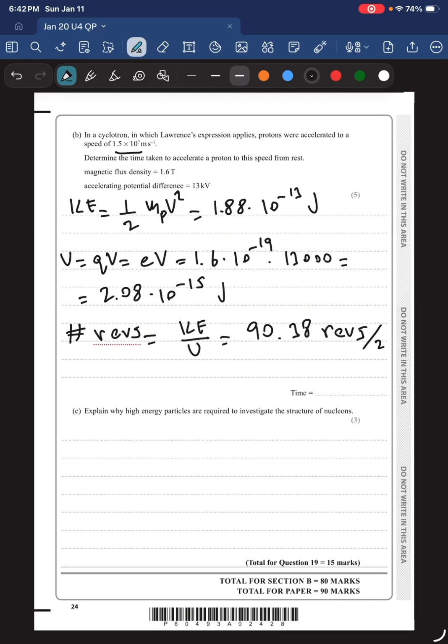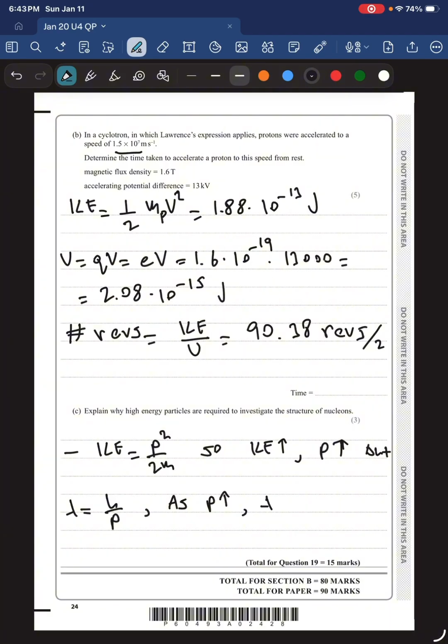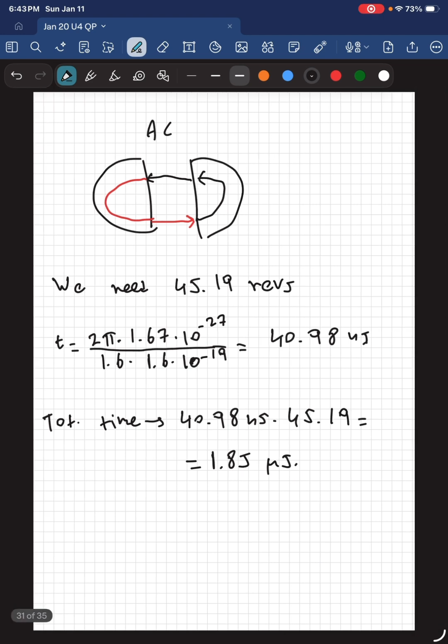Okay, so the answer is, remember that the kinetic energy is p squared over 2m. So as the kinetic energy increases, p increases, but lambda is h over p, right? The de Broglie wavelength of a particle. So as p increases, lambda decreases, and lambda must be similar to the size of a nucleus.